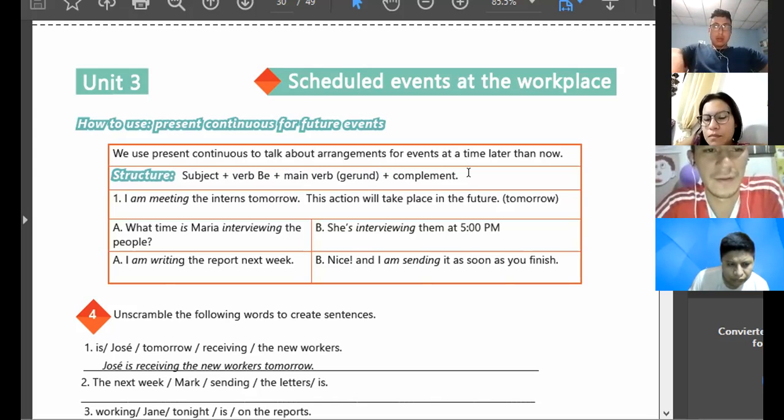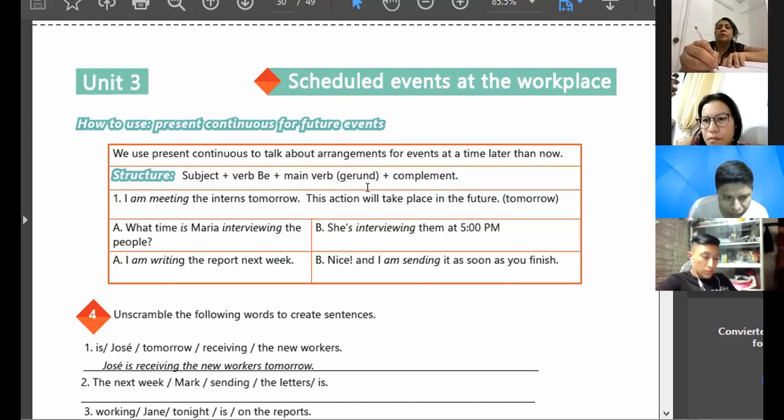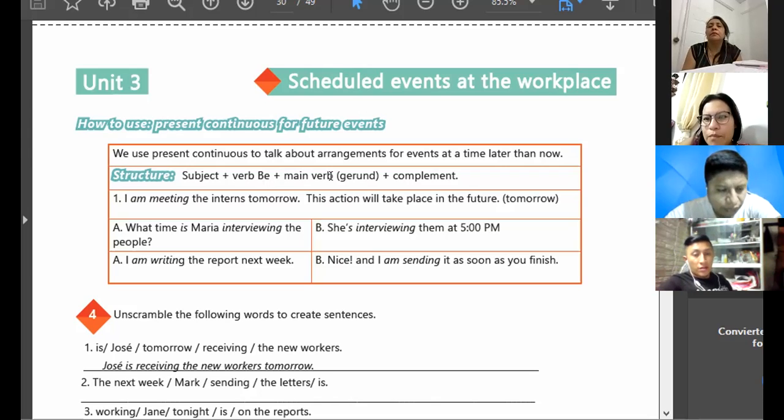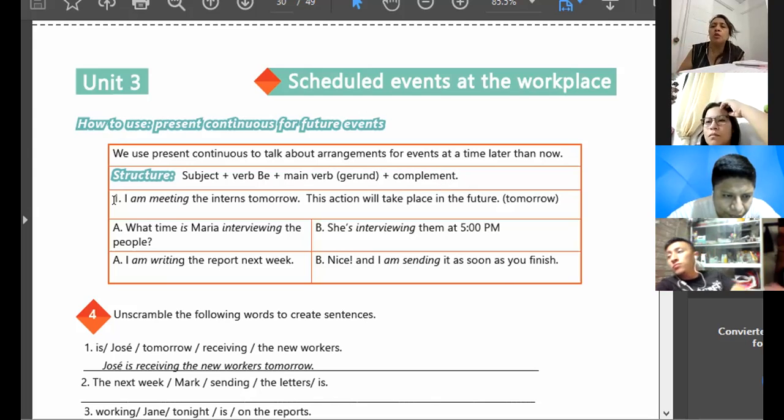Subject plus verb be plus main verb plus complement. Okay, let's see everybody. Subject plus verb be. Subject, verb be, plus main verb. Main verb, plus complement. Okay, this sign that you see here, it's called plus. Now let's see the example.